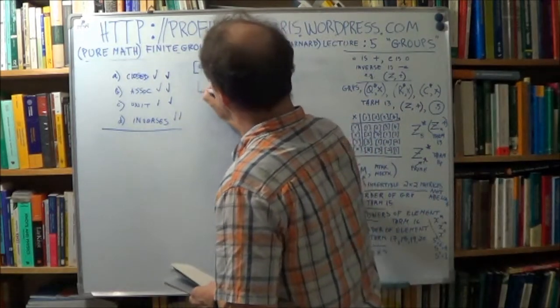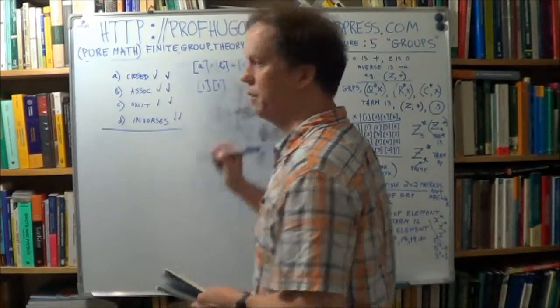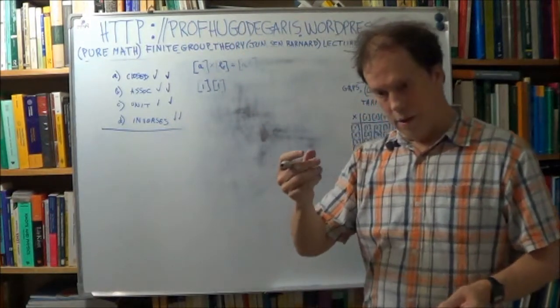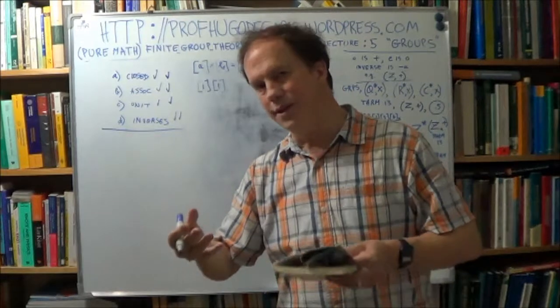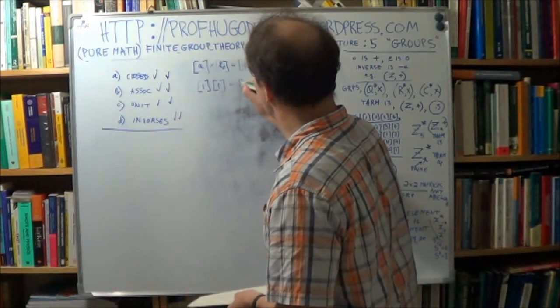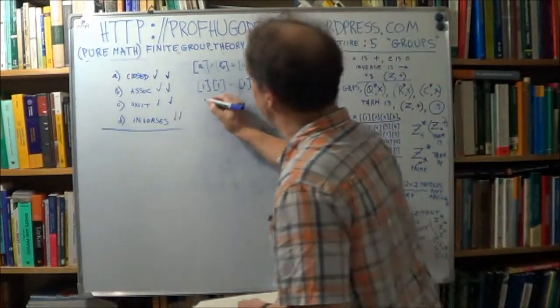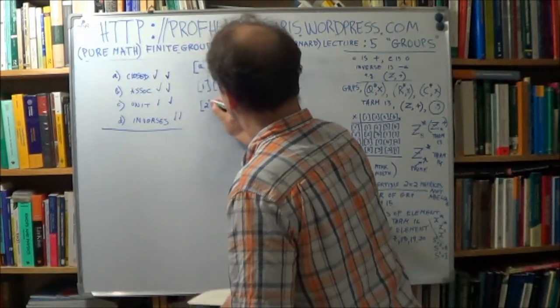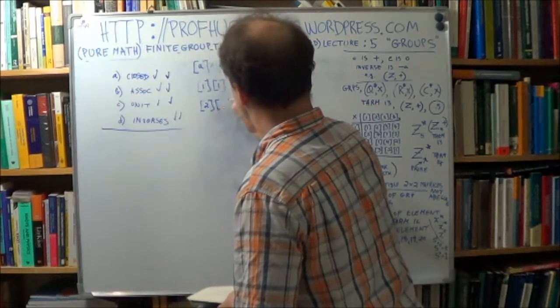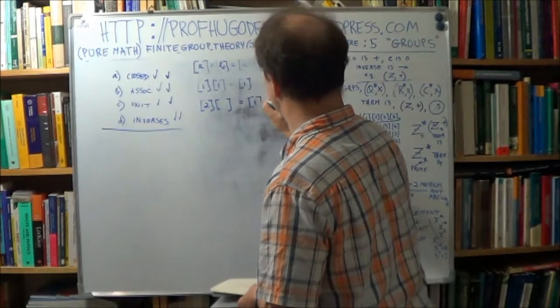Well, what's the inverse of 1? Well, it'll just be the same, right? So it itself, the element, is its own inverse, right? So of course, that will be 1. And the unit is 1, okay? How about 2? What element gives you 1 here?